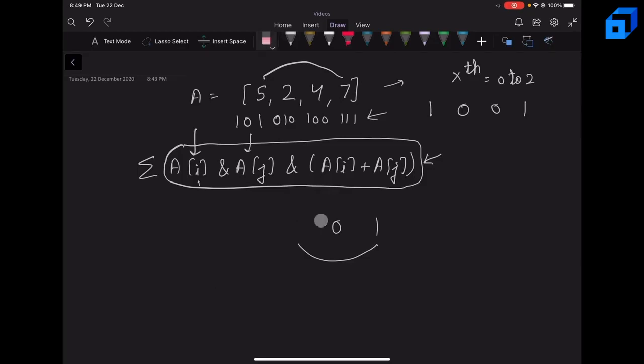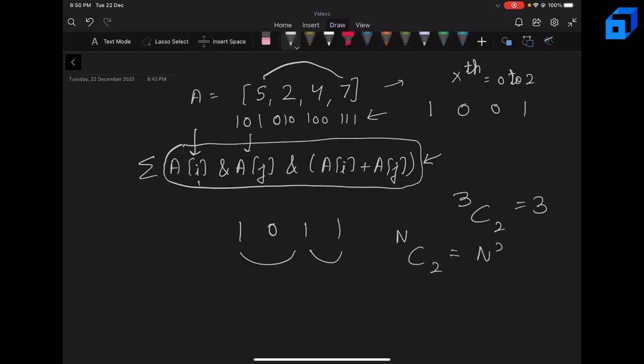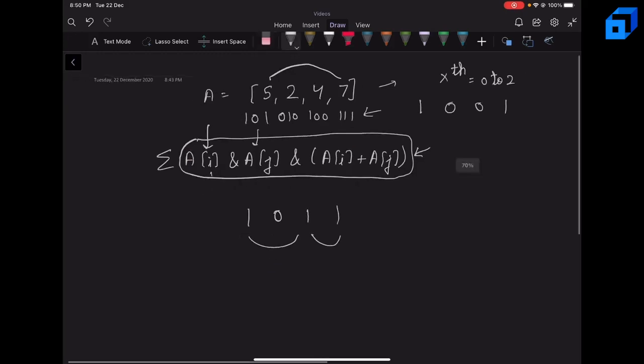So consider the second bit now. For the second bit we have 1, 0, 1, 1. So here we have three numbers, and we can take any 3C2 pairs out of these three numbers, which is 3. If there were, let's say, n bits on, we'll have to take NC2 pairs, which will be order of n square. So how to find if AI plus AJ will have the xth bit set or not?